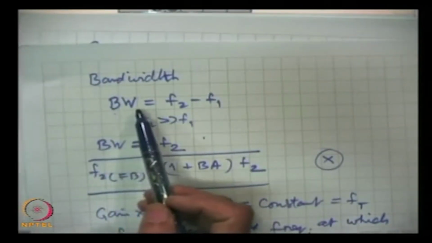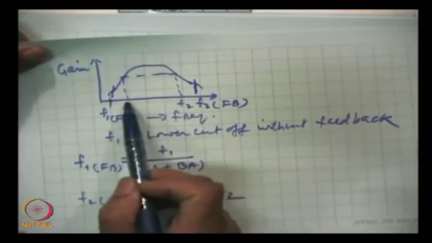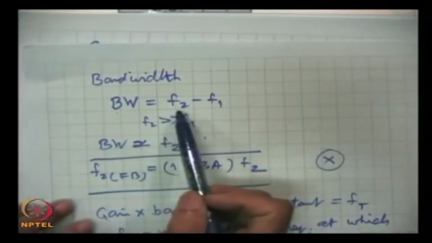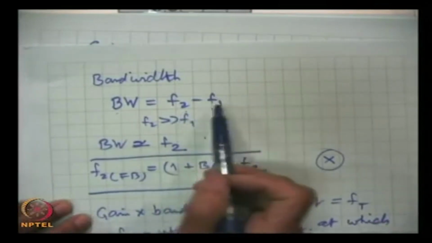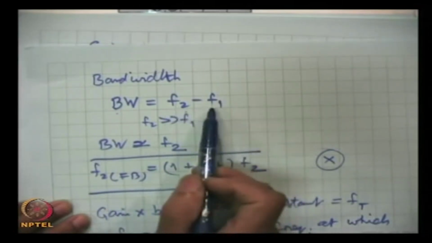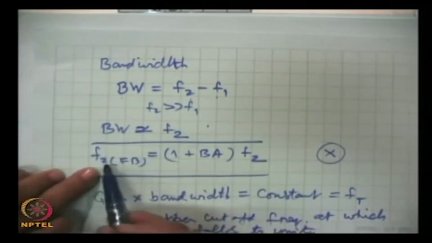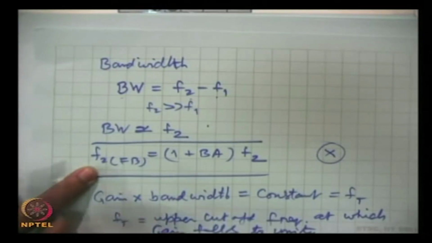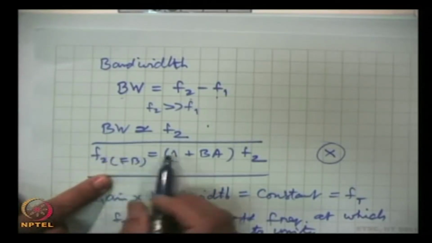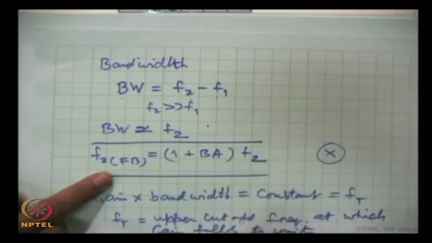The bandwidth we defined, for any amplifier in general, is between the two cutoff frequencies f2 and f1. So, bandwidth is equal to f2 minus f1, but f1 in general is very small as compared to f2. So, we can drop f1 and bandwidth becomes f2. We have said that f2 with feedback increases and it becomes f2 with feedback equal to 1 plus beta A into f2.